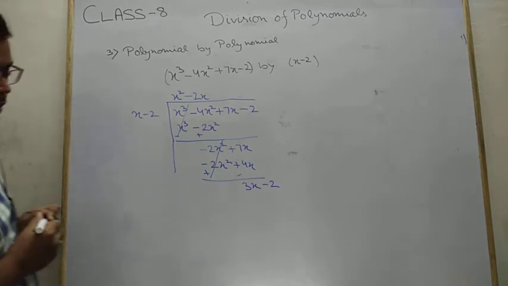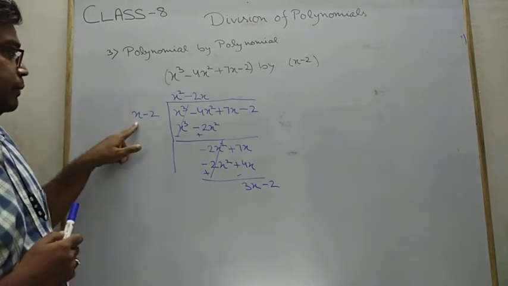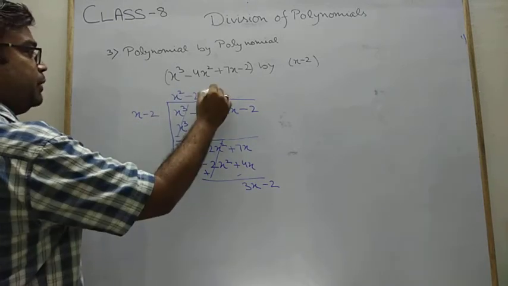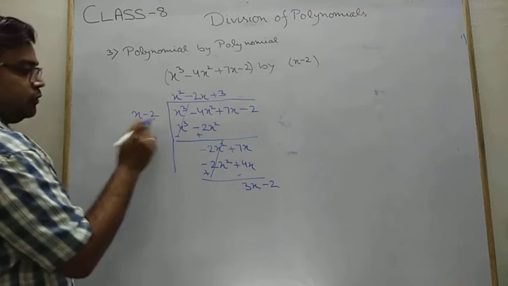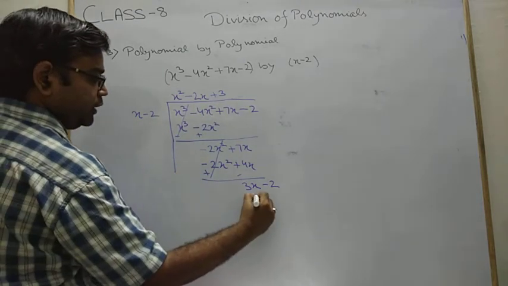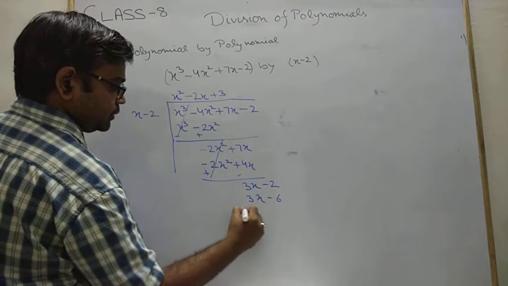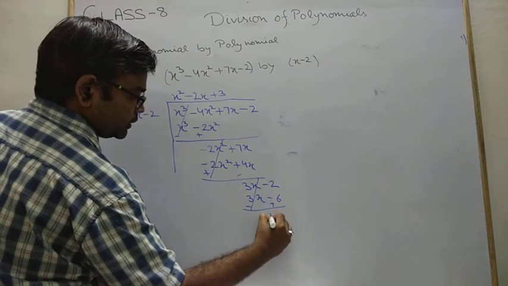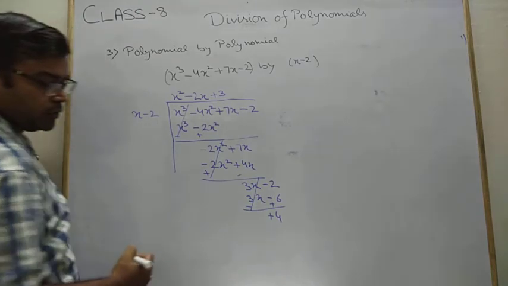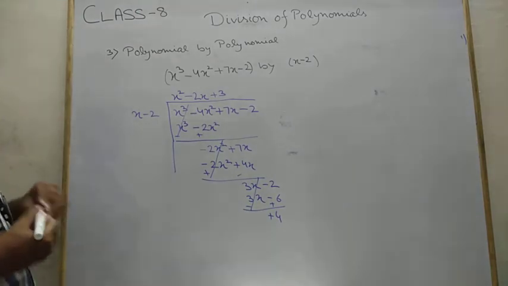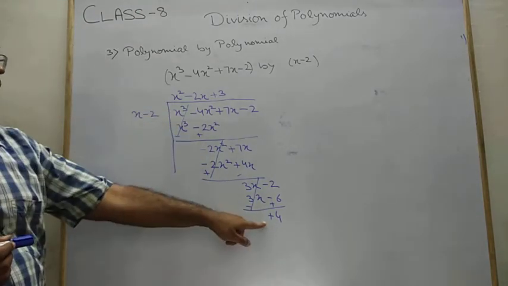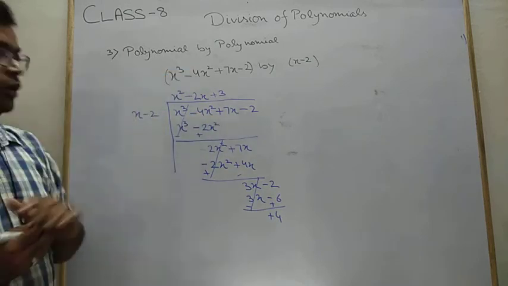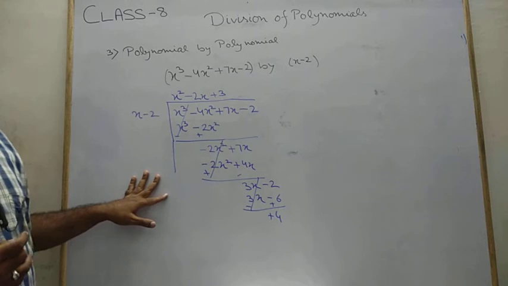Now again we need plus 3x, so multiply the divisor by plus 3. What we have is 3x minus 6. Change the sign, and it cancels each other. What remains is plus 4, or simply 4. So this is the quotient, this is the remainder, and this is the divisor of the dividend, using the long division method. Likewise we can divide.